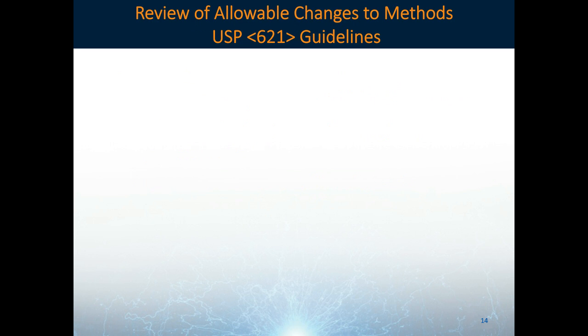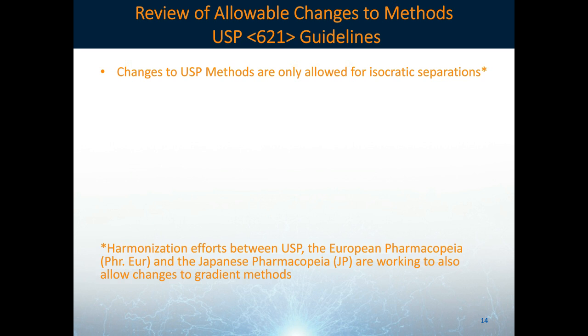So now I'd like to review the allowable changes to methods according to USP Chapter 621 guidelines. So changes right now to USP methods are only allowed for isocratic separations. I do know that there are harmonization efforts, like I said, between USP, the European Pharmacopoeia, and the Japanese Pharmacopoeia, and they're working to allow changes to gradient methods. But they all need to agree before those changes would be allowed. So the agreeing part hasn't happened yet.